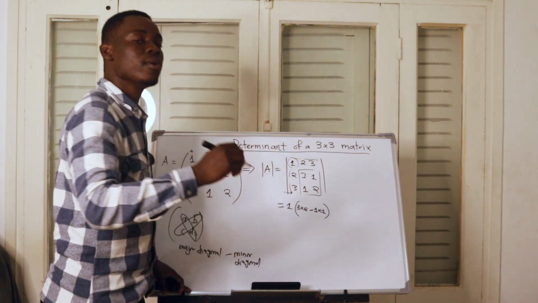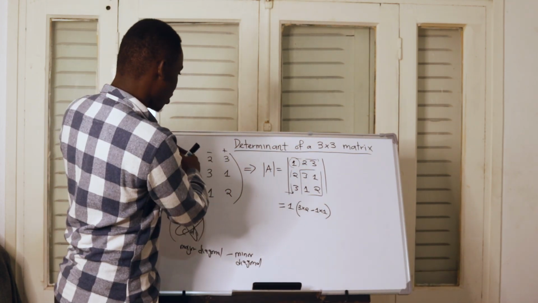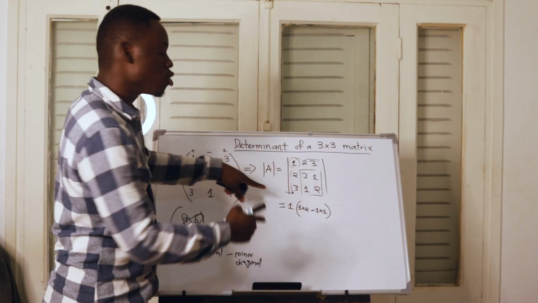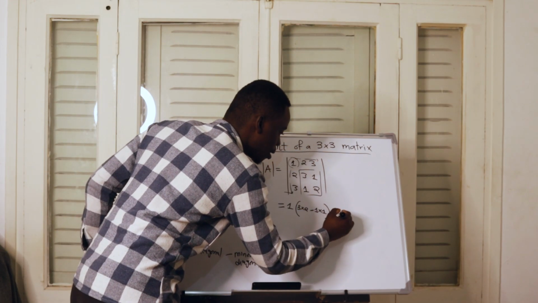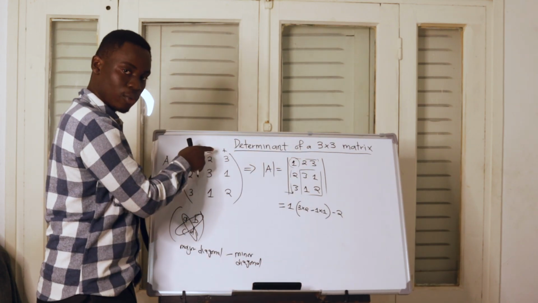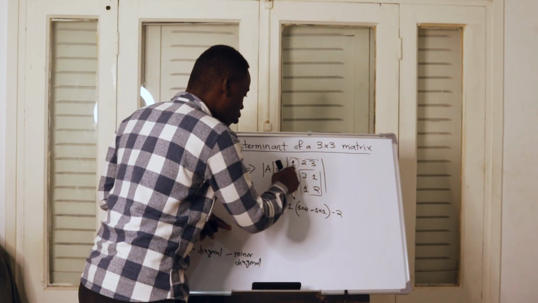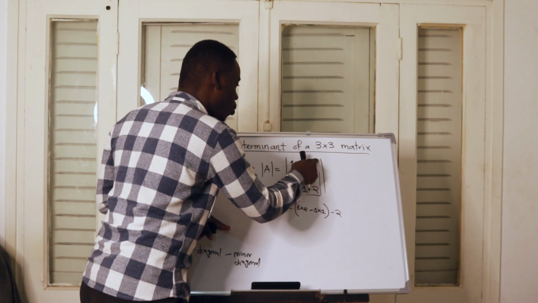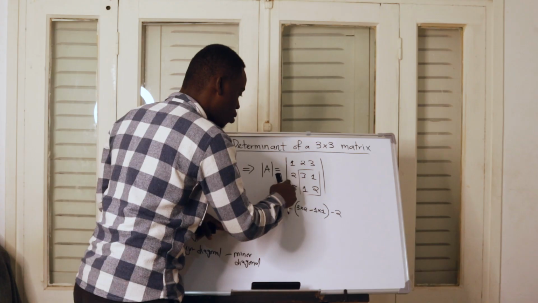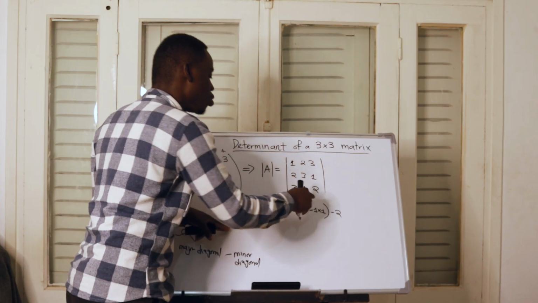You do the same with the second factor. Now remember, this is plus 1, minus 2, plus 3. So the next one will be minus 2. So I'm going to write minus 2. This negative that we have here is part of this method of calculating the determinant. So I'm going to erase this part so that you understand the next phase of how we actually get to our answer. So we have our second part, which is 2.